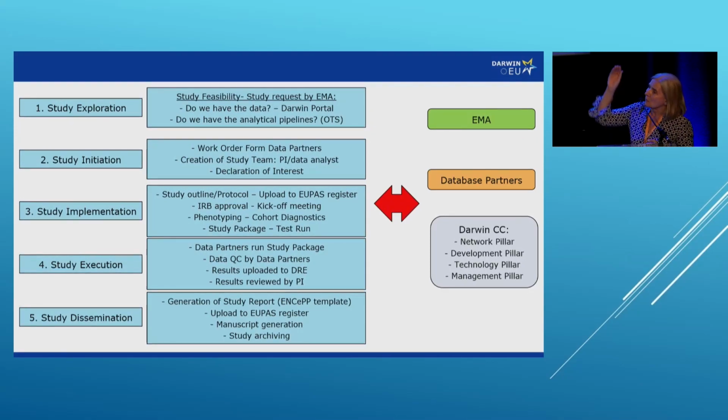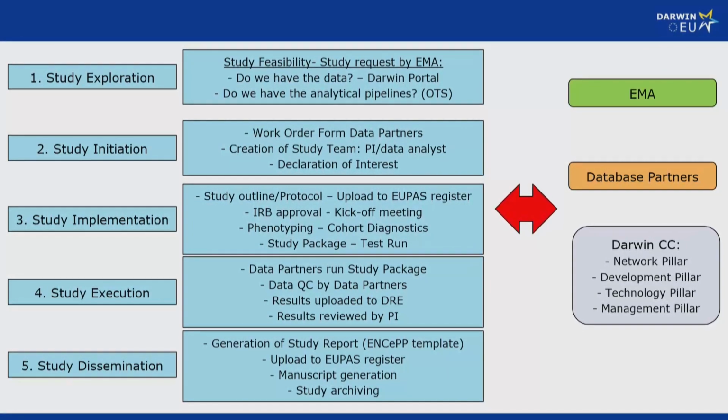So we are doing 14 off-the-shelf studies and 4 complex studies. How are we organized? This shows the activities that we do within study operations. At the top, we have study exploration, and in study exploration, that's mainly doing study feasibility. So the EMA has a specific request. They come with that study request to the Darwin Coordinating Center. And the first thing that we will do is check, do we have the data? And do we have the analytical pipeline? That's definitely important for off-the-shelf studies. We check whether we have the data using the Darwin portal. Information is collected, passed on to EMA, and then EMA evaluates and decides whether they're going to go ahead with the study or not. If they go ahead with the study, we move to the study initiation form.